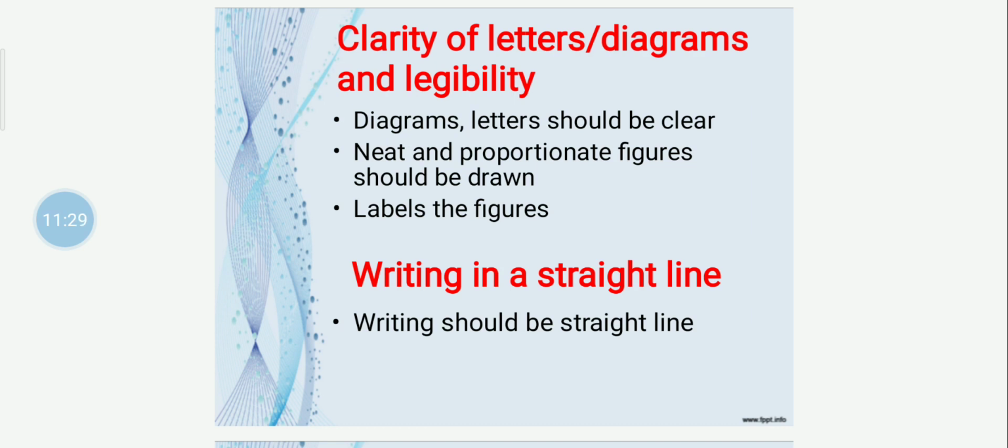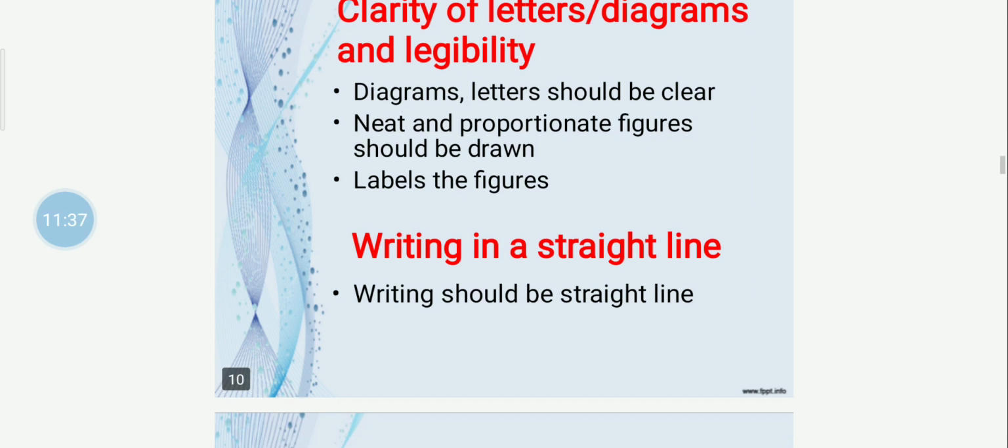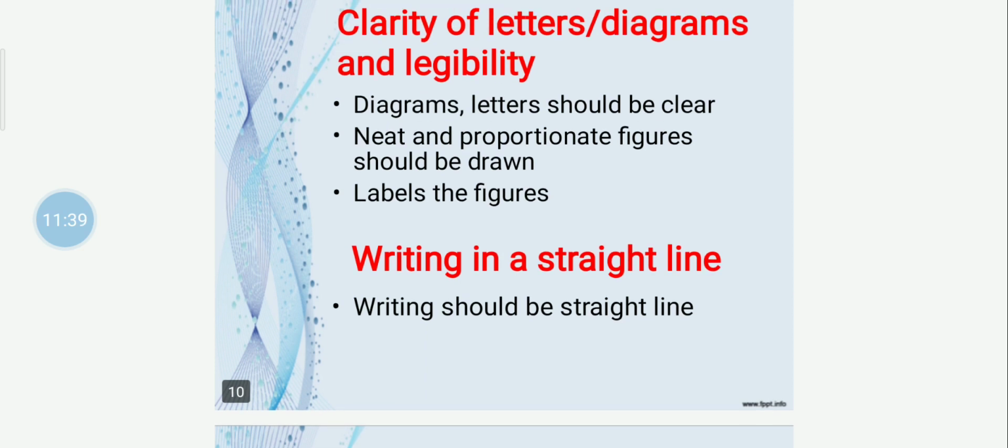In this, diagrams and letters should be clear, neat and proportionate. Figures should be drawn and the figures labelled. Then writing in a straight line, writing should be straight. Don't take a tour in the border from Tamil Nadu to West Bengal, then Delhi to Odisha, like that. Don't write like that. You give a straight line.